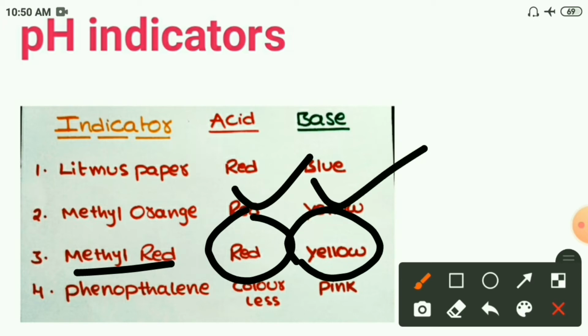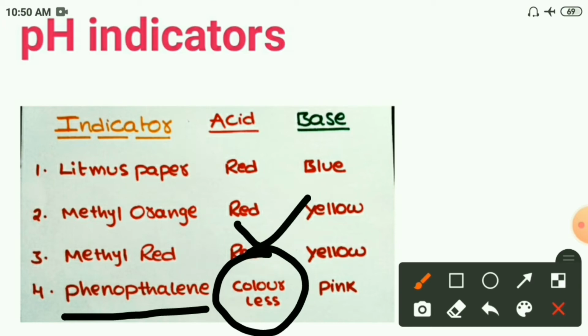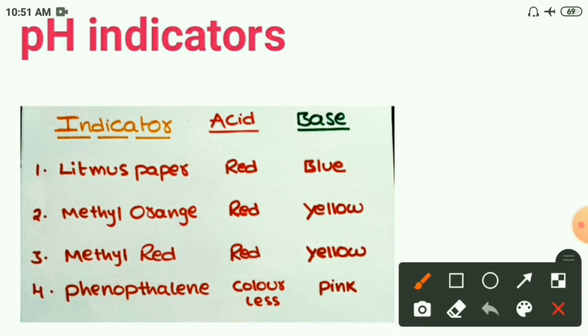Now we can see the phenolphthalein indicator. It also looks like a liquid. This phenolphthalein liquid is put into a solution. If the solution turns colorless, it is an acid. If the solution turns pink, the solution is a base.